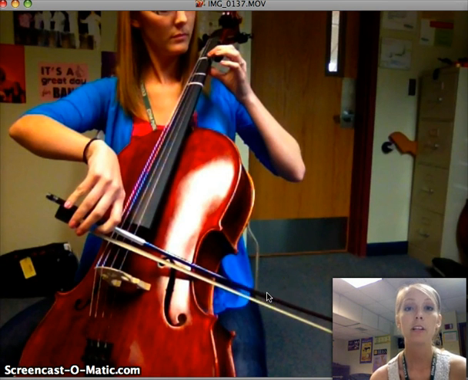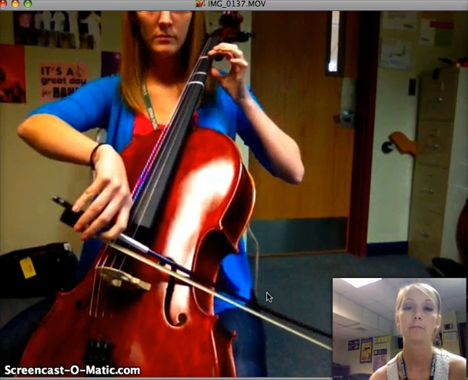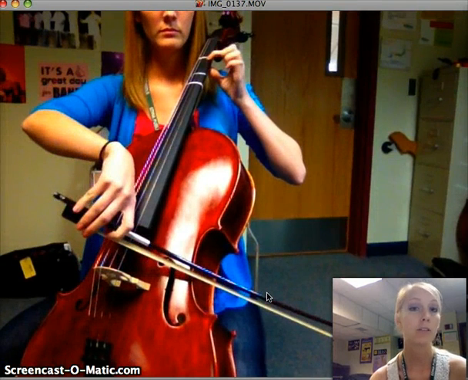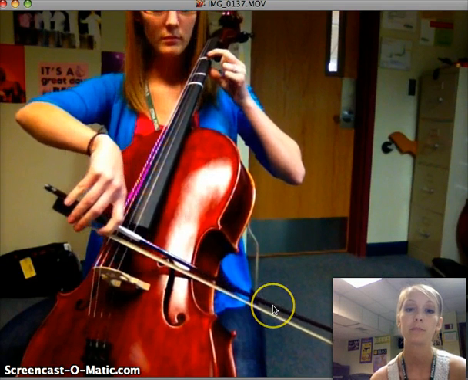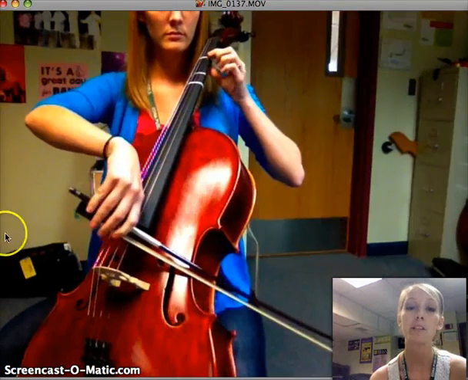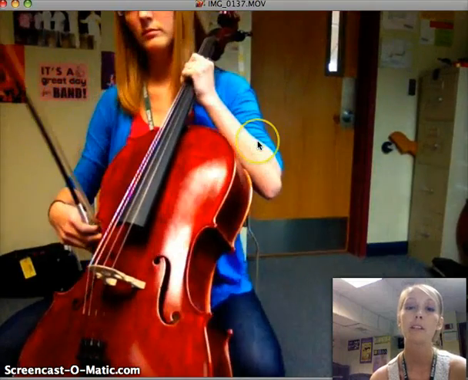First I'll demonstrate two notes being played by separate bows. I was playing A and B using totally separate bows. Now I'm going to do a slur. That means I'm going to use one bow to play both notes. Watch carefully. My bow doesn't move, but my finger moves while the bow is continuous.